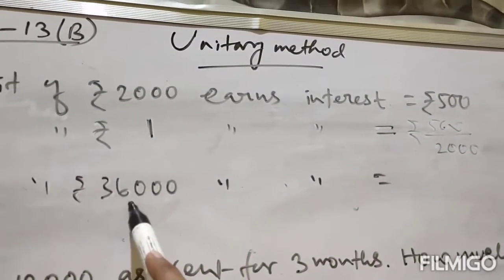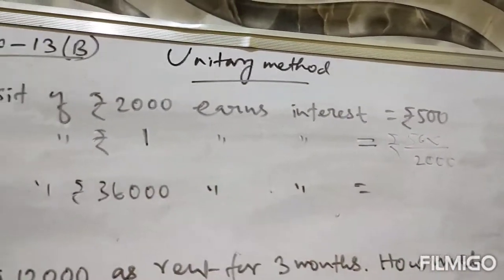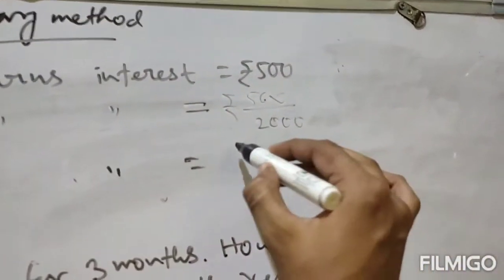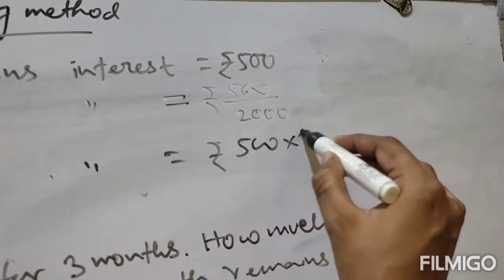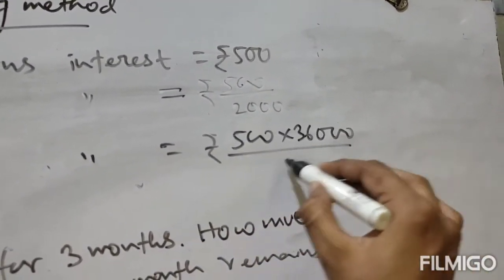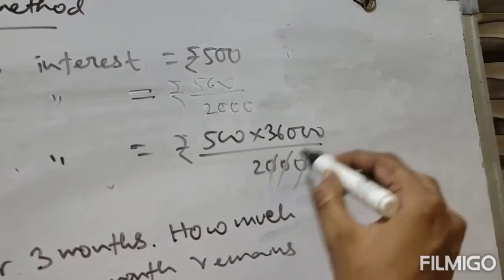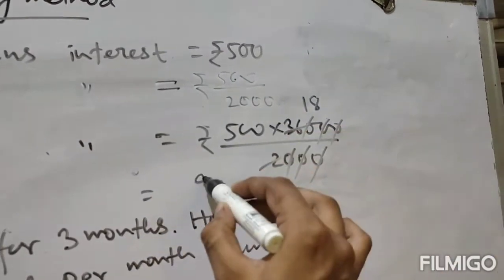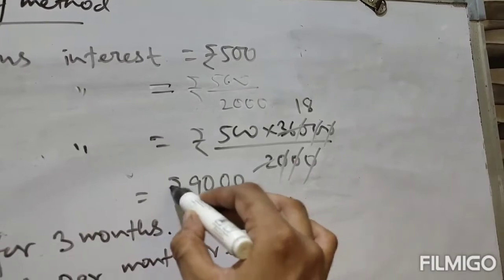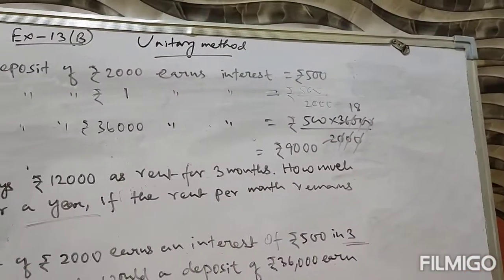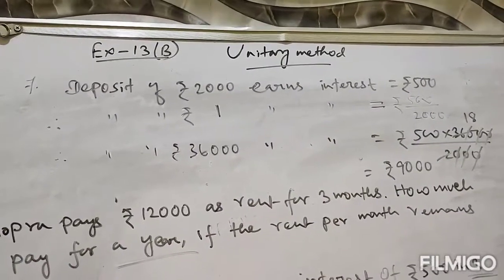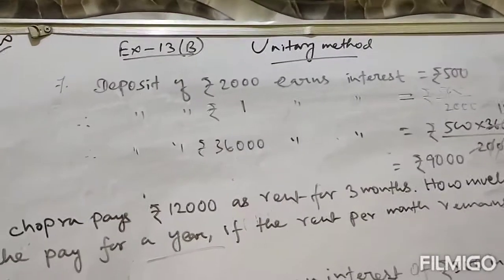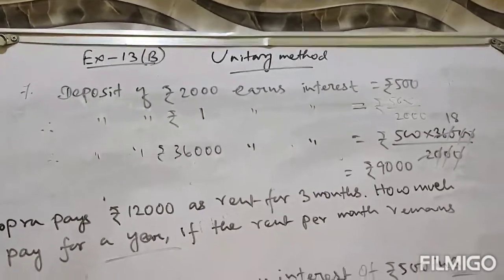Now if you deposit rupees 36,000, it will attract more interest than rupees 1, because the deposit amount increases, so the interest will also increase, and increase means multiply. So multiply 500 into 36,000 divided by 2,000. Now reduce: 18 twos are 36. If you calculate 18 fives are 90, then 0 0, so 900, 9000 rupees. So the answer is rupees 9000. Therefore the right answer is that 9000 rupees of interest will be earned if you deposit rupees 36,000.